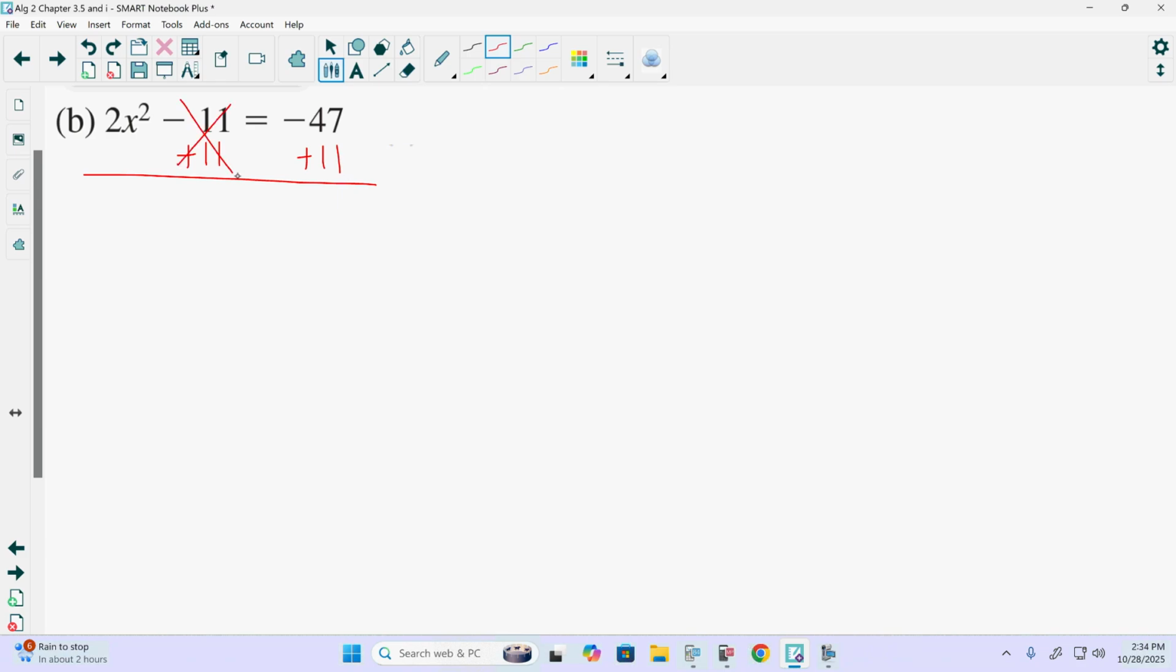Negative 11 plus 11 is 0, telling us 2x squared is equal to negative 36, because negative 47 plus 11 will give us negative 36. Now, negative 47 minus 11 would indeed give us negative 58. Now, is the squared term by itself? No, so we would need to what? Divide both sides by 2.